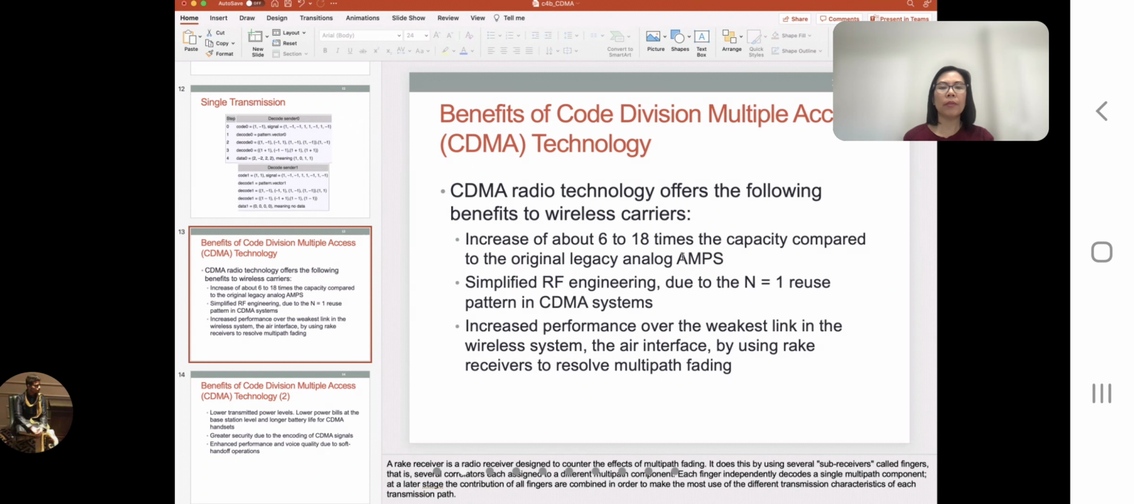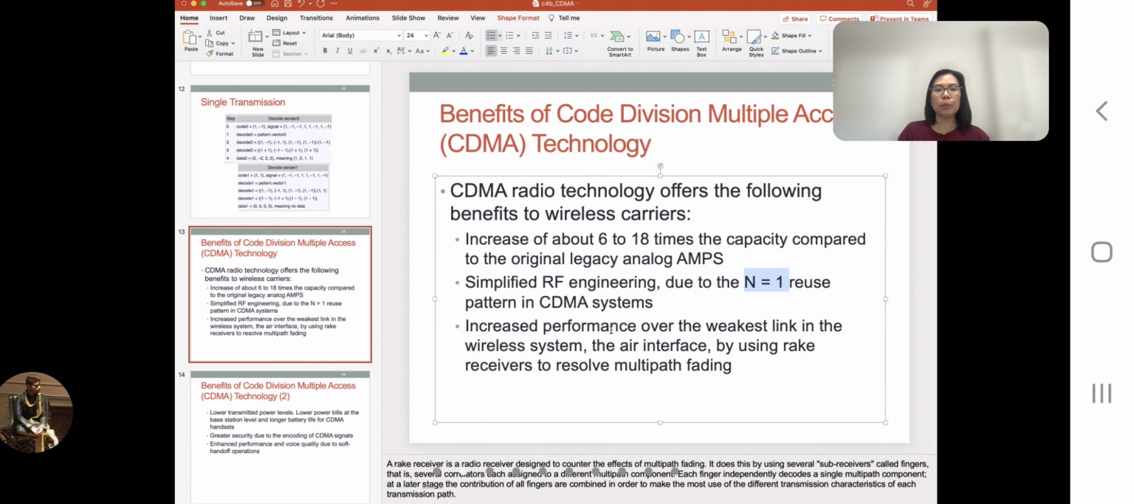It also simplifies the RF engineering, because now we don't need to divide the medium into many frequency bands. We need to use only one frequency. That's good, right? We only need one frequency, and all the users can share the same frequency at the same time.